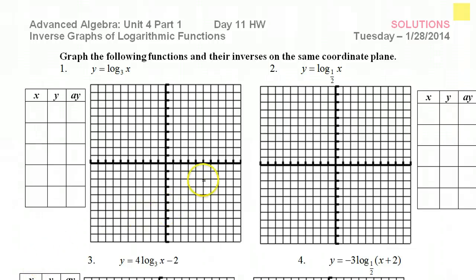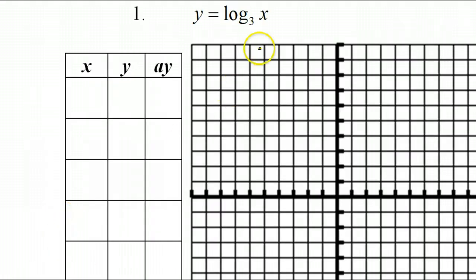Alright, in this lesson, we will graph not only the original logarithmic functions, but we will also graph their inverses on the same plane so we can see how the two graphs compare to each other. And we're going to use some shortcuts that will allow us to graph the inverse without actually finding the inverse. So that'll be nice. So first of all, let's go ahead and graph this log function.